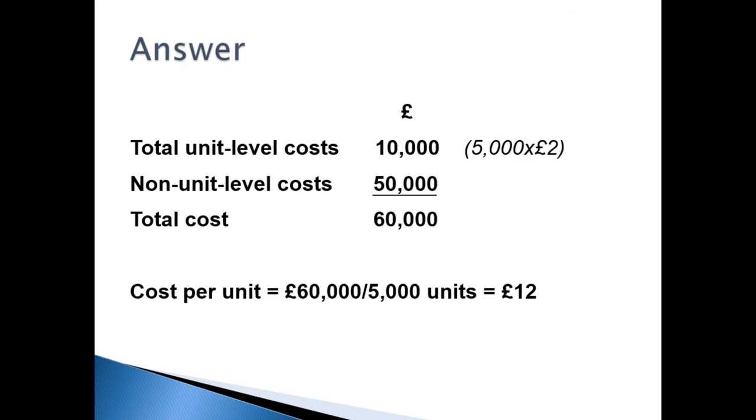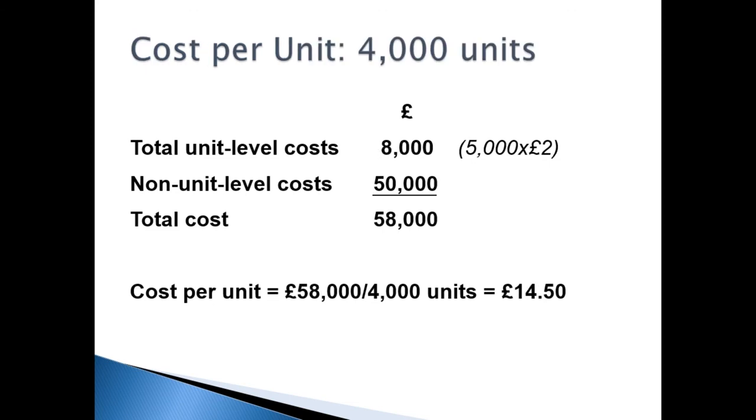However, you should note that the question, what is the cost per unit, is not as simple to answer as you might expect. The previous month, instead of 5,000 units, they had 4,000 units. So the unit level costs are a bit lower, the non-unit level costs are the same, and this time the cost per unit is £14.50 instead of £12. So the thing to remember when you want to know the cost per unit is it all depends on what you think your output is going to be.